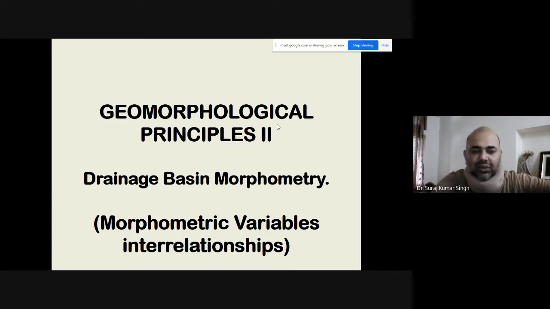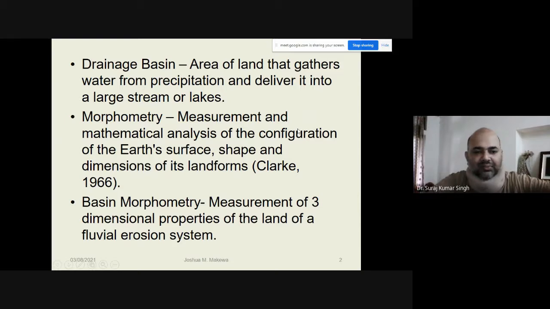So in order to have a basic understanding of the mechanism of the amount of runoff that is generated from any watershed, you have to primarily perform drainage basin morphometric analysis. We will be studying the different topics in much more detail. So we'll start with the basic definition: what is a drainage basin?